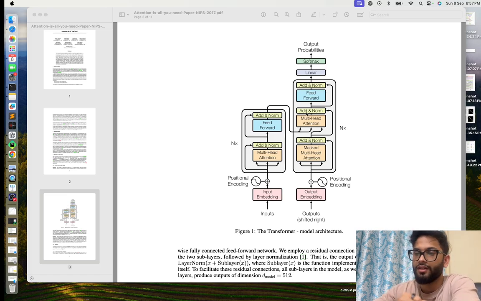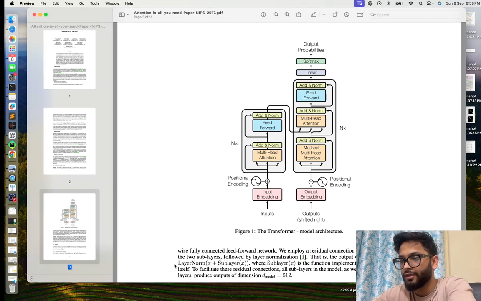Having said that, I also ended up implementing transformer attention from scratch. The link for the repo is in the description. Please have a look. Okay, let's jump right in.